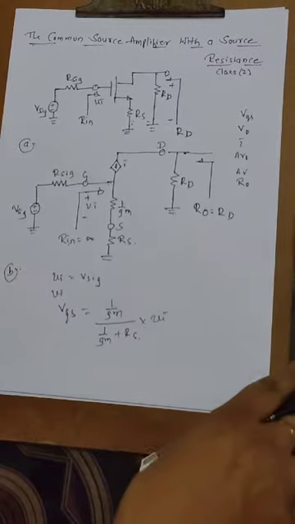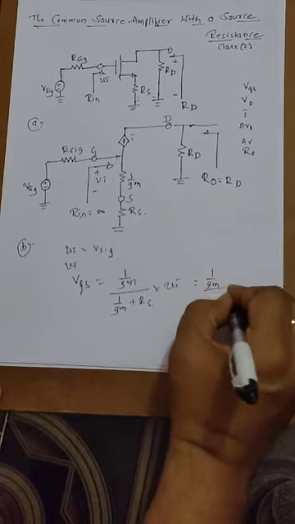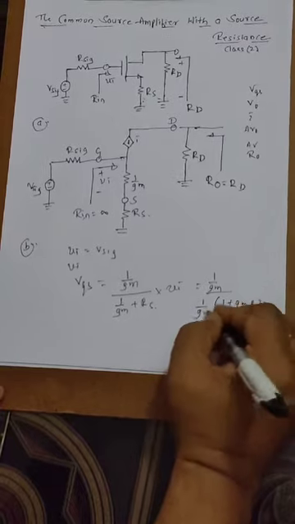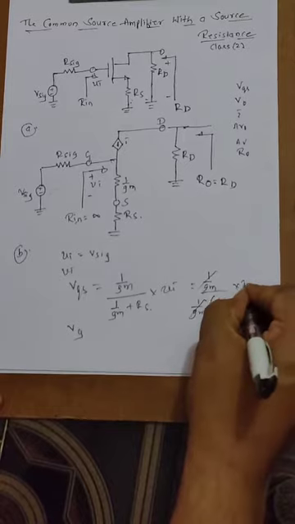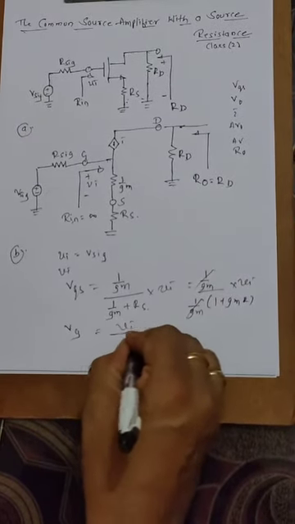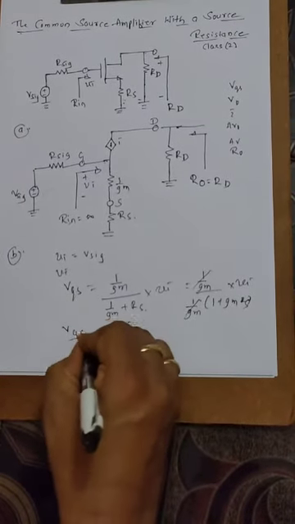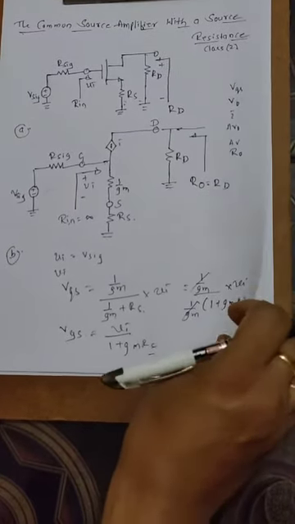Now VGS is equal to 1 by Gm, and taking 1 by Gm common, 1 plus Gm into Rs. The 1 by Gm gets cancelled. Therefore VGS is equal to Vi divided by 1 plus Gm into Rs. This is the gate source voltage, thus we can use Rs to control the magnitude of the signal VGS.